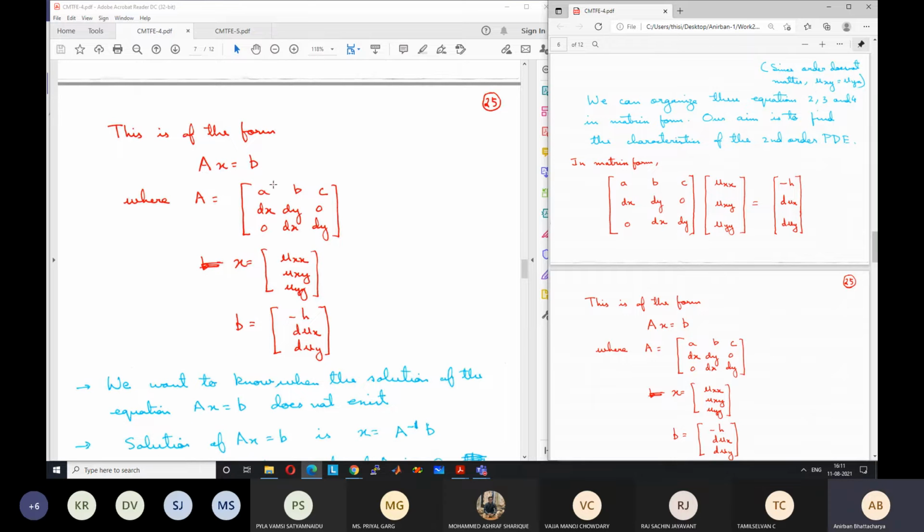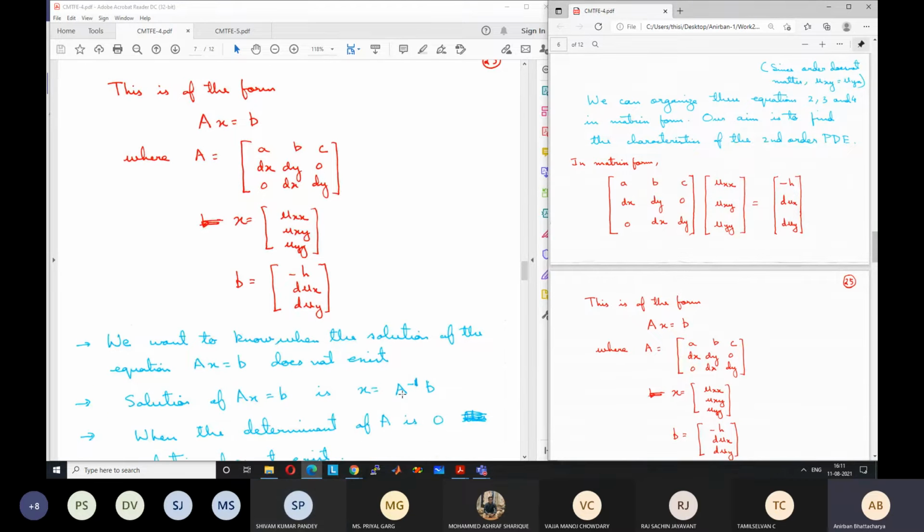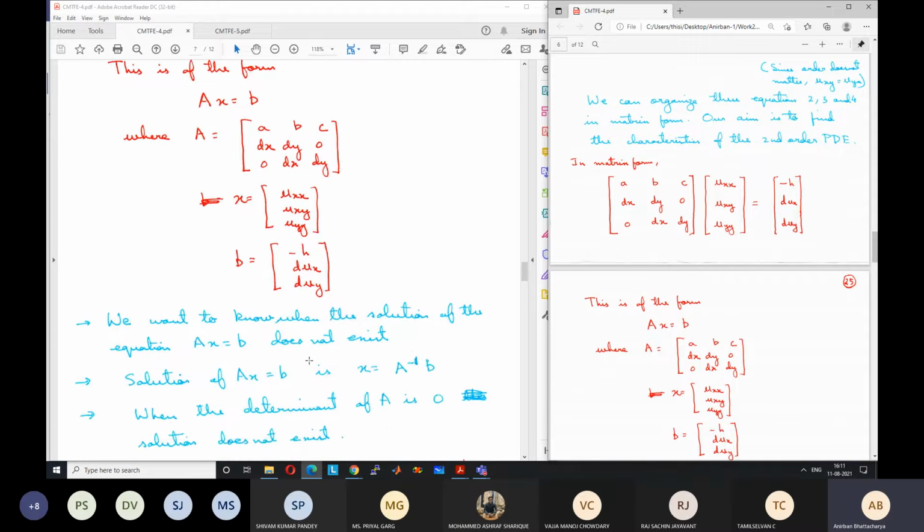Can anyone tell? When does the solution not exist? Sir, when the matrix is singular or the determinant is zero. Correct, good. So if the determinant of A is 0, the solution will not exist, because we can write the solution as x is equal to inverse of A into B. So if the determinant of A is 0, we cannot find the solution. So the solution does not exist.